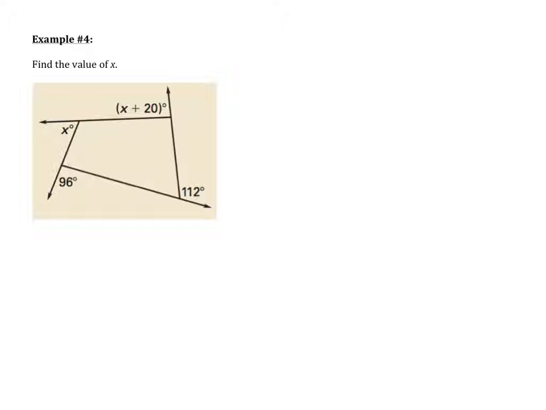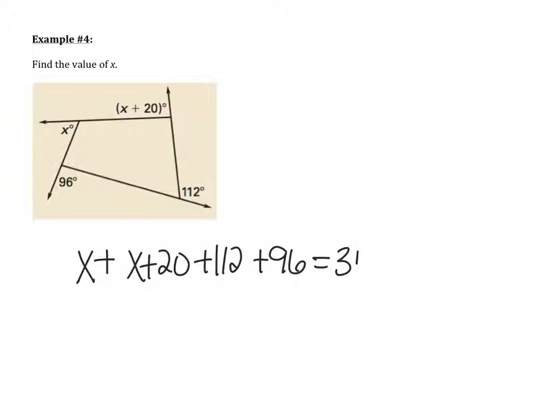So when you look at example number 4, it says find the value of X. So notice that we are given the exterior angles. We know that for any polygon, when I add up all of the exterior angles, I will get 360. So in this case, we are going to take each angle. So we would have the X plus 20 plus the 112 plus the 96. We know that we add up all of those, we get 360. So this is just as simple as now solving for X.